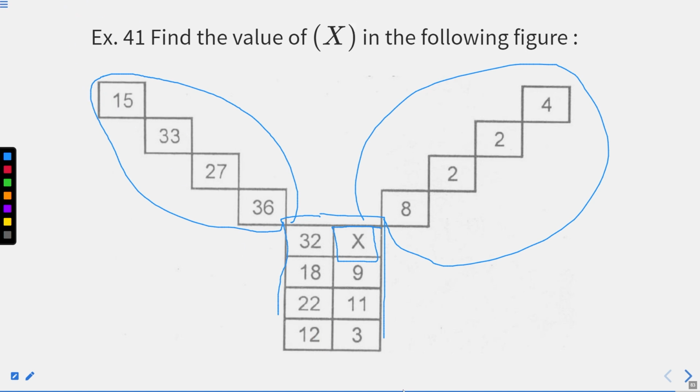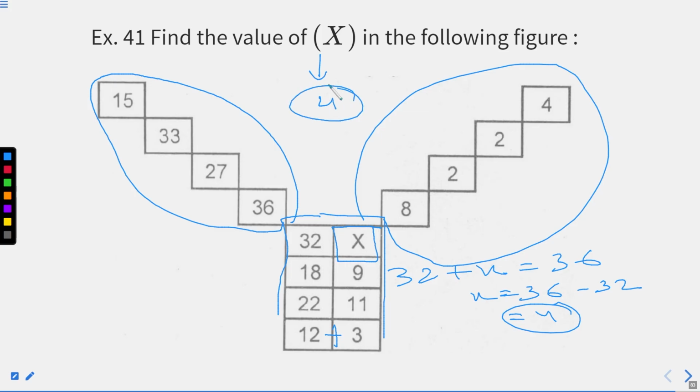For the topmost part, you need to check the lower part, that is 12 if we add. Okay, what we are doing? 12 plus 3, we are getting 15. 22 plus 11, we are getting 33. 18 plus 9, we are getting 27. 22 plus x, we are getting 36. So how can you write this thing? You can write 22 plus x, we are getting 36. x comes out to be 36 minus 32, that comes out to be 4. So x is equal to 4. This is your answer. How simple this is, right?